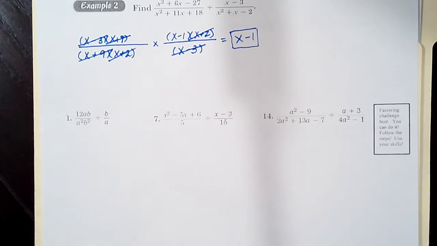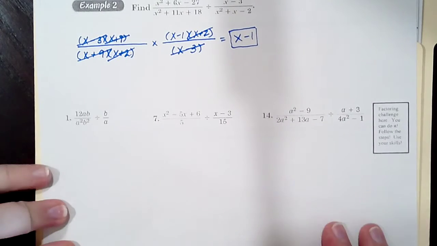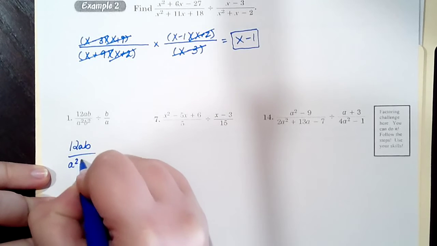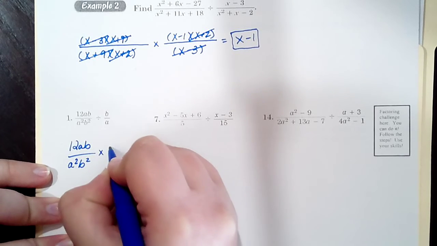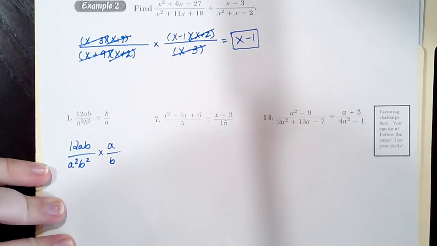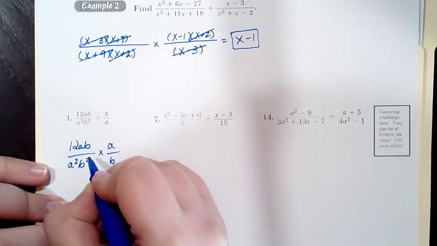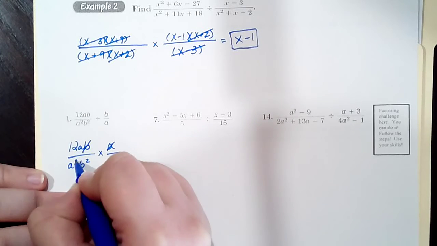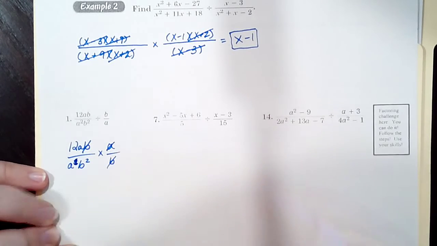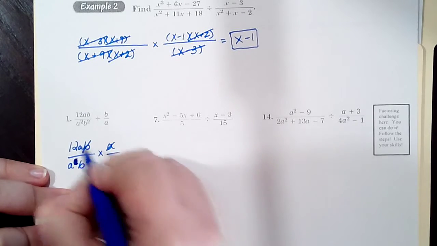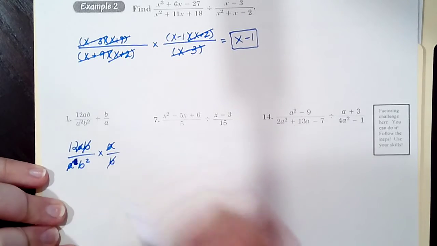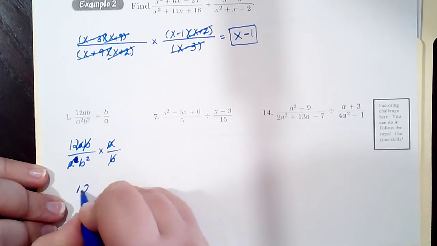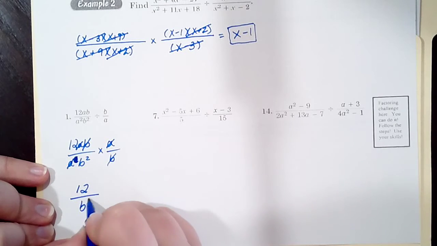All right, hopefully you paused that video long enough to give these a shot. Now we're going to work through them. 12ab over a squared b squared. Keep the first, change the sign, flip the fraction, and simplify. B up here cross reduces, a up here cross reduces. This leaves me with just a single a down on the bottom. I've got another a over here, so I can even cross reduce with that one. Nothing else to really simplify, so I now have 12 on top over b squared on bottom.